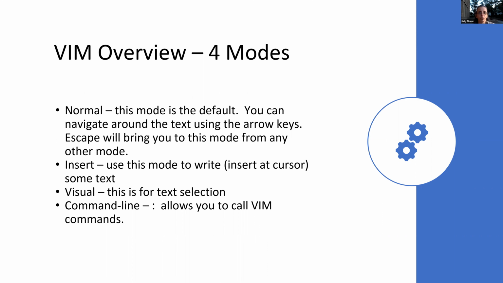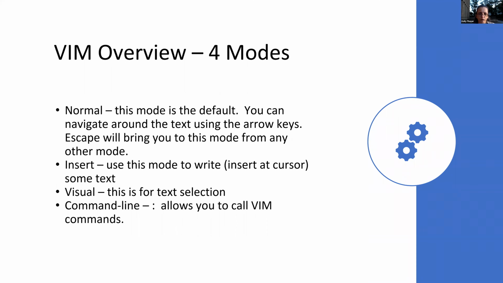Vim has 4 modes, and this is part of what makes it more complicated to work with, that you need to pay attention to which mode you are in to know which menu options are going to be working. Normal mode is your default mode. You can navigate around the text using the arrow keys, and escape will bring you to this mode from any other mode. However, you don't type in normal mode.